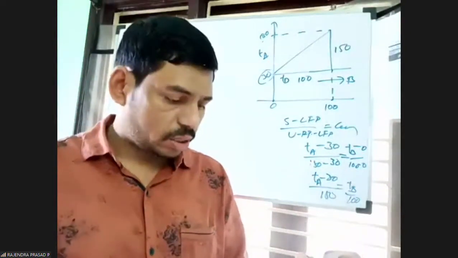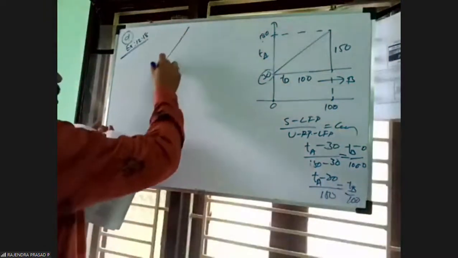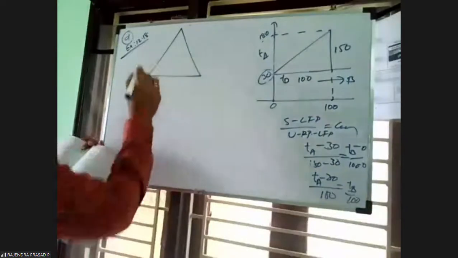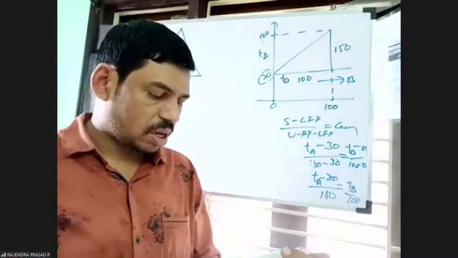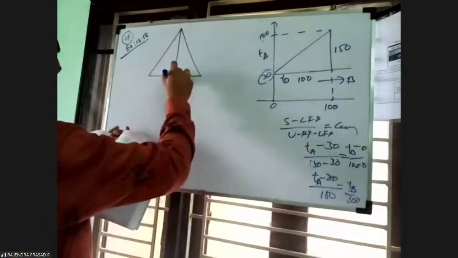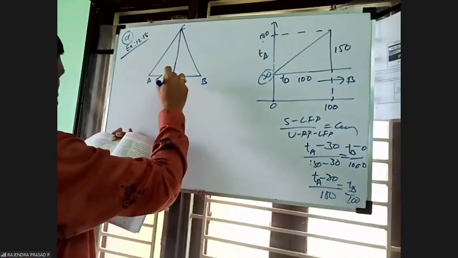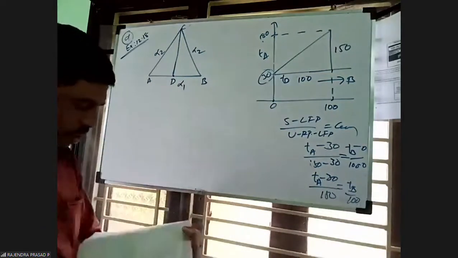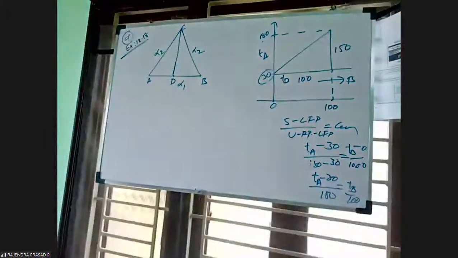An equilateral triangle ABC is formed by joining three rods of equal length, and D is the midpoint of AB.